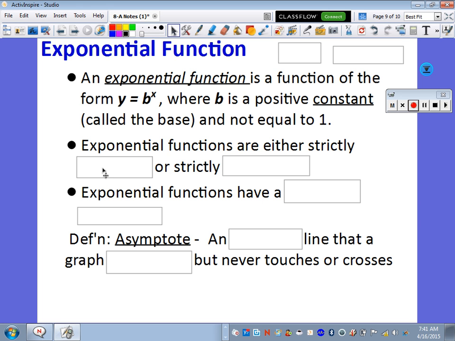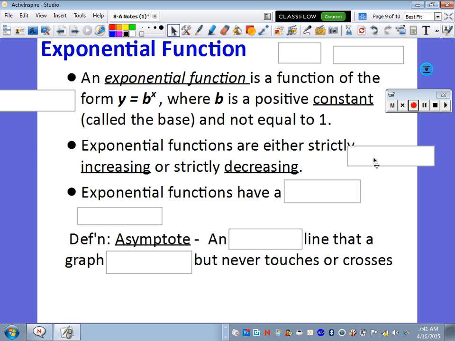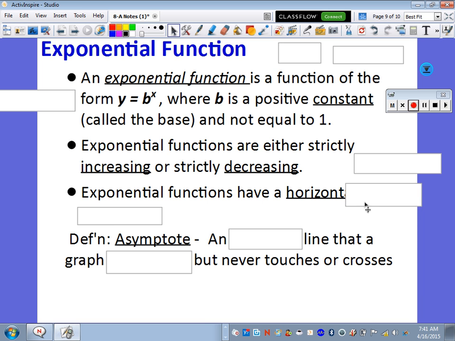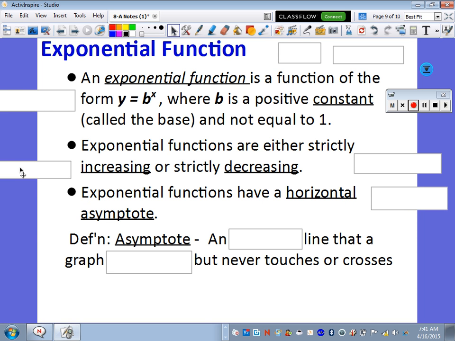Exponential functions also have a horizontal asymptote. That's going to be important later when we talk about logarithmic functions, which are the inverse. The definition of an asymptote is an imaginary line that a graph approaches but never touches or crosses. Feel free to pause as you jot all of this down.